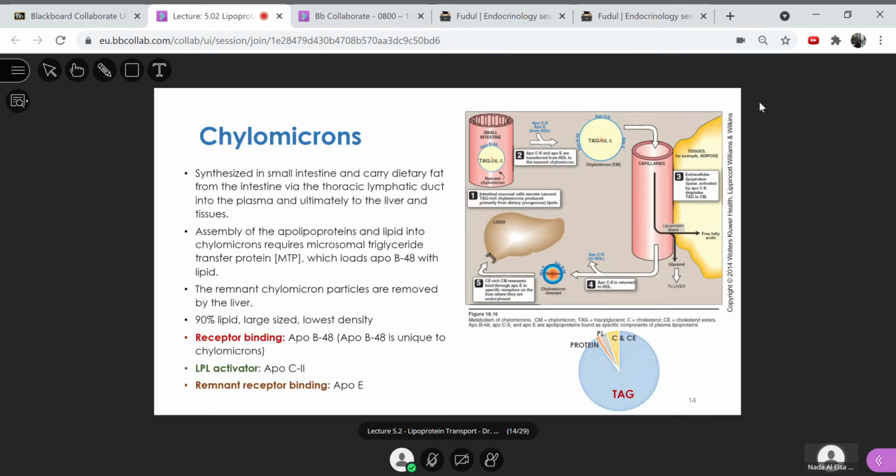Okay, let's start with the chylomicron in a bit more detail. As we said, it is synthesized in the small intestine to deal with or to carry dietary lipids.